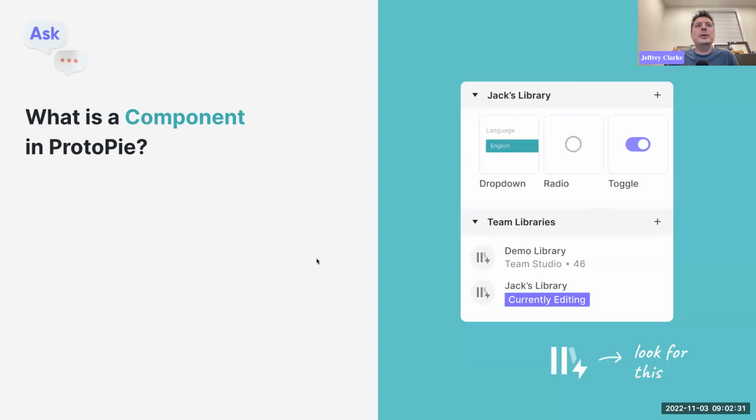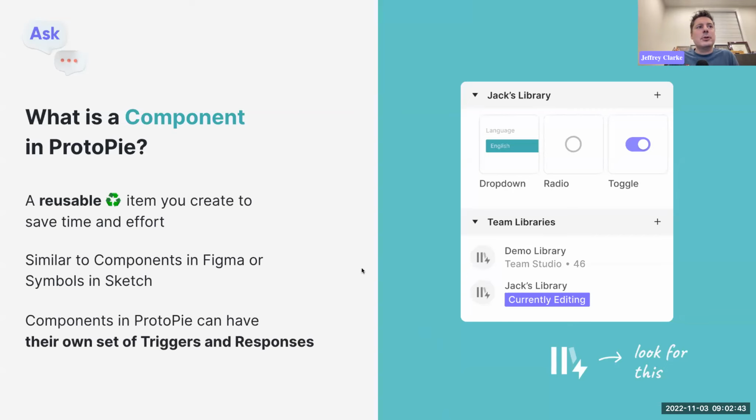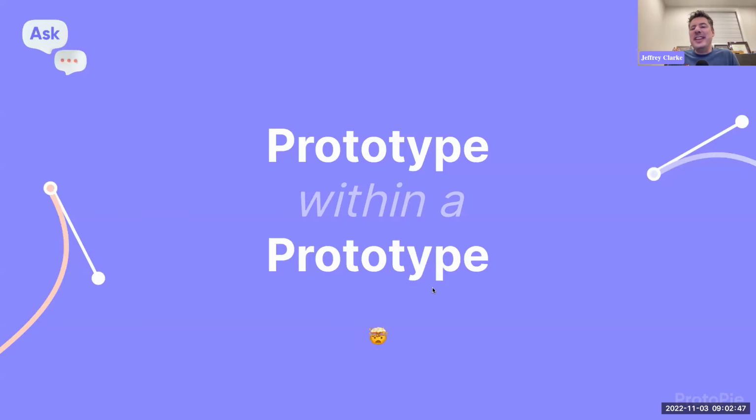What is a component in ProtoPie? Essentially, it's a reusable item you create to save time and effort. If you've worked with components in Figma or symbols in Sketch, this is a very similar concept. But the big difference is components in ProtoPie can have their own set of triggers and responses. You can think of them as a prototype within a prototype.